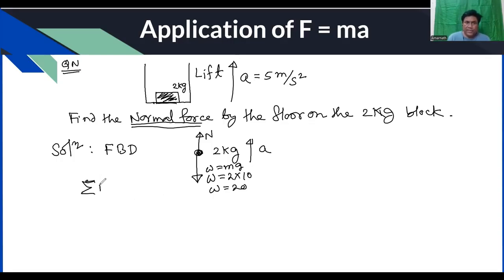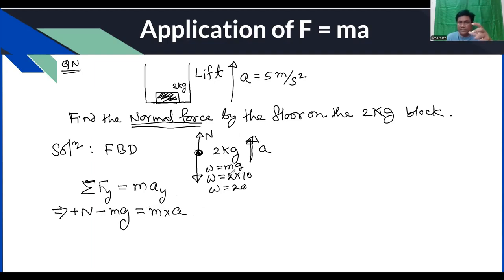Sum of all the forces along y direction must be equal to mass times acceleration along y. So what are the forces? First force is N. Then mg is the downward force. Weight is the downward force. Must be equal to mass into acceleration. So this is the equation. Remember, my suggestion: if you take acceleration upward, it means upward direction is taken to be positive. Here I have taken N as positive, and opposite to acceleration you take negative, because force is a vector quantity.